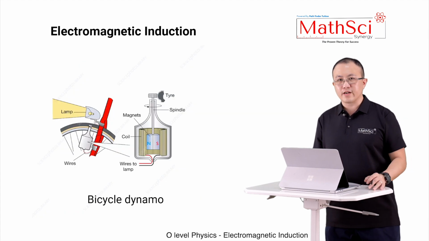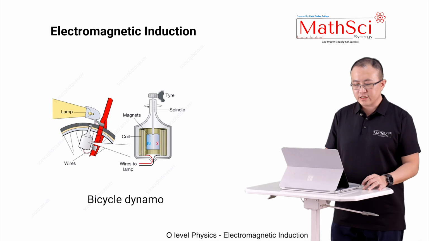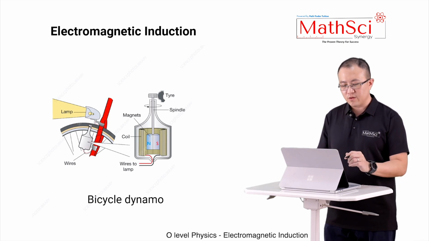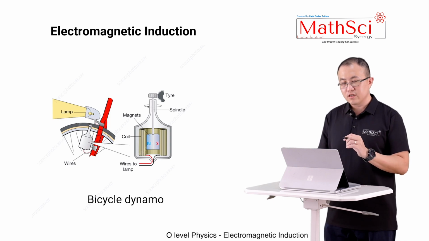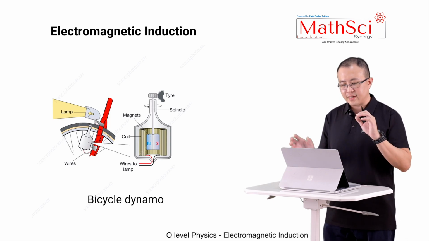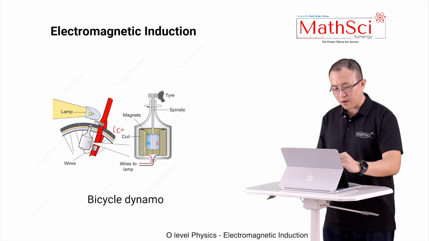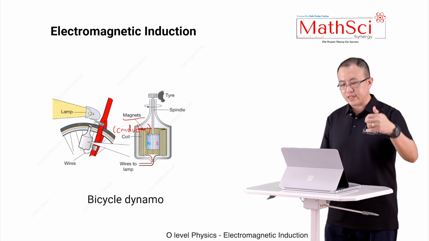Okay, an example of Faraday's law might be this. Imagine that you have a lamp. This lamp is connected to a dynamo. This is called a bicycle dynamo. Inside a bicycle dynamo, there will be a coil, which is a conductor. So this is the conductor, right? Whenever we talk about induction, there should be a conductor, and there should be a changing magnetic field, which is due to the rotating magnet.